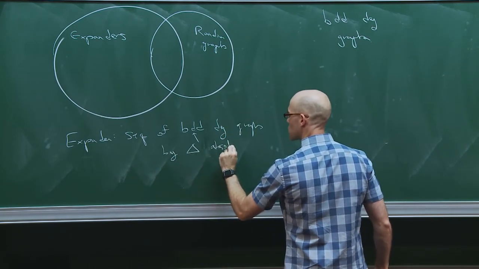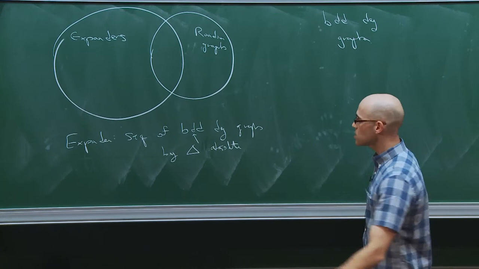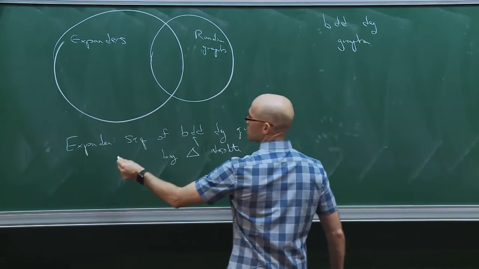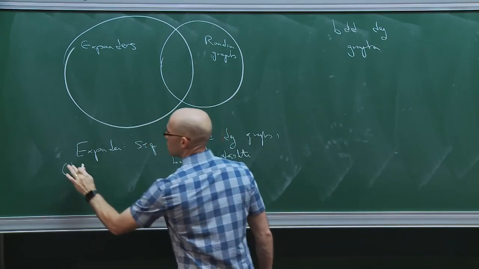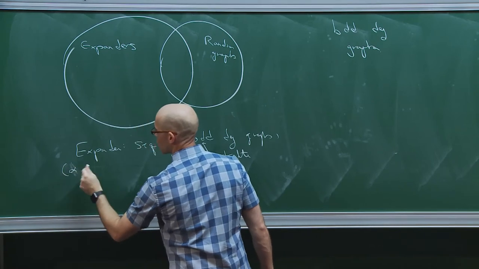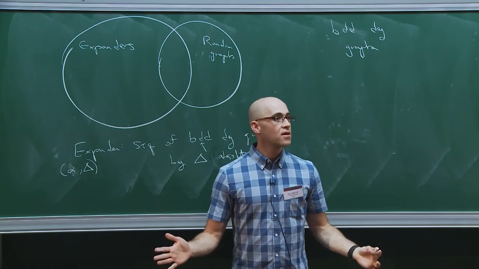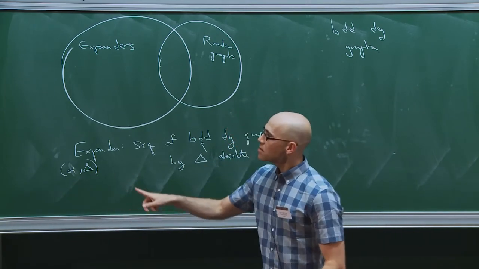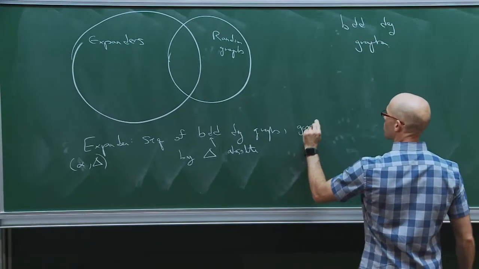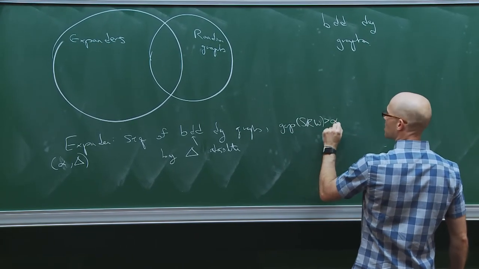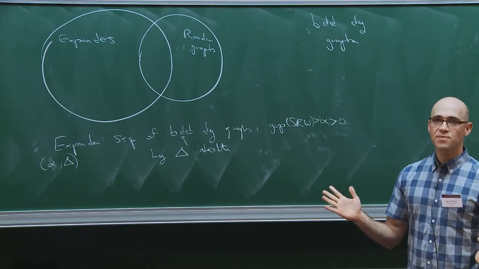By some absolute constant delta, this will be an upper bound on the degree in all the graphs in my sequence. Technically, an expander will be parameterized by two parameters: one I'll call alpha, and one will be this delta. So you could say that you have an alpha-delta expander if all graphs have degree at most delta, and the gap of simple random walk is bigger than alpha, bigger than zero. And these are two absolute constants. Okay? This would be an expander.